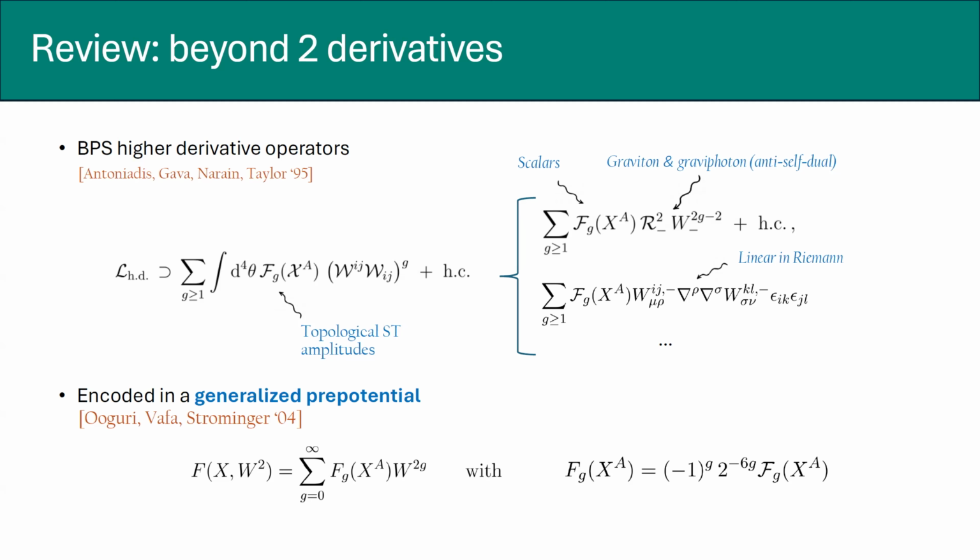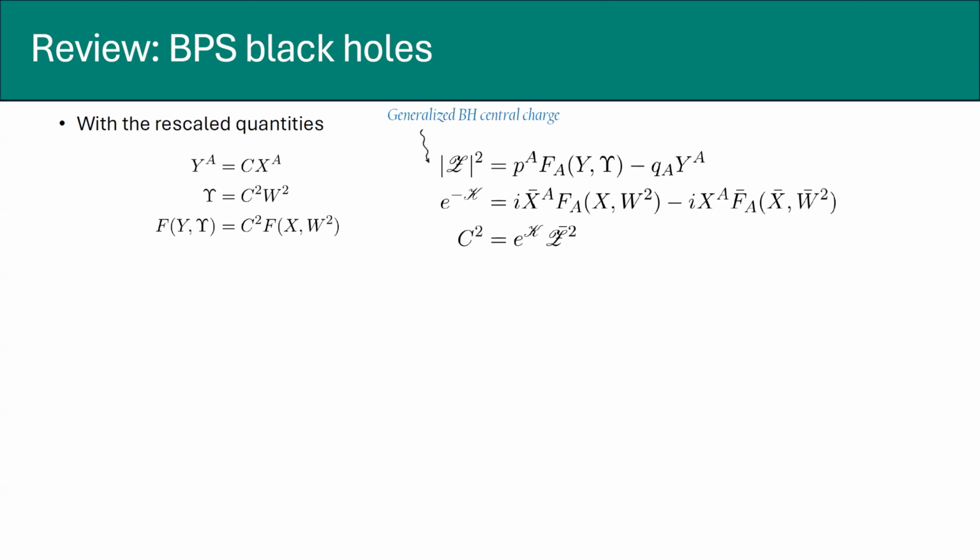Why do we call this the generalized prepotential? Essentially because if we use the generalized prepotential, all the formulas related to the properties we know and love for the two-derivative N equals 2 theory are still valid. We just have to take the prepotential and replace it with the generalized prepotential. The structure is going to be the same. So let me be more specific.